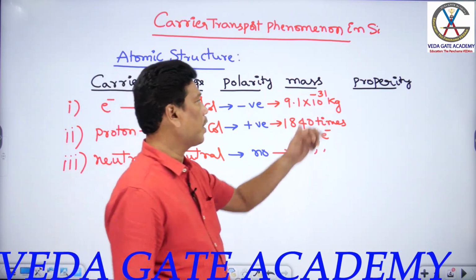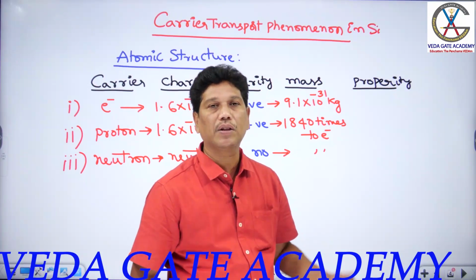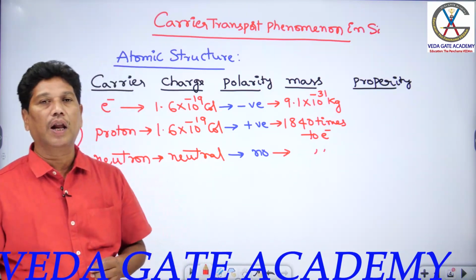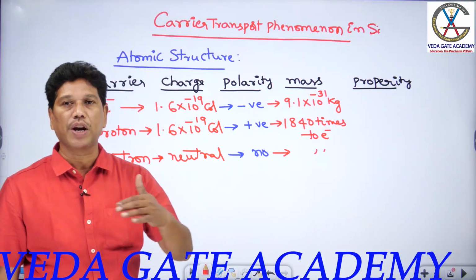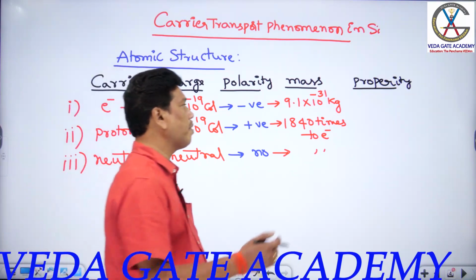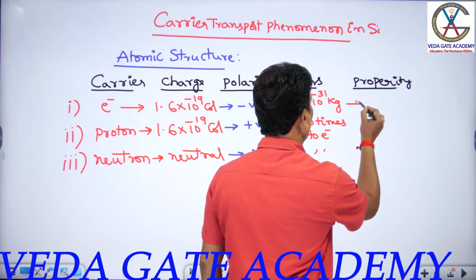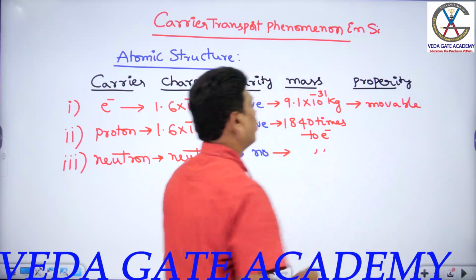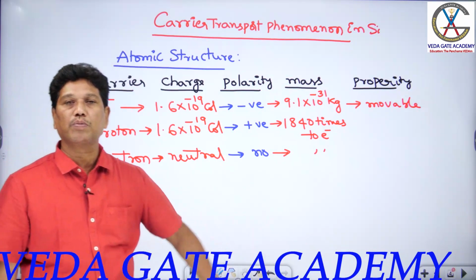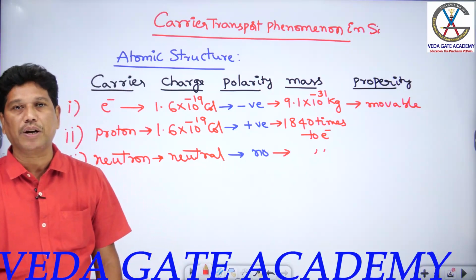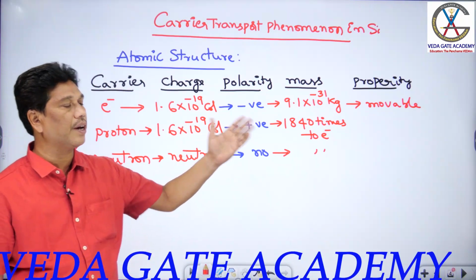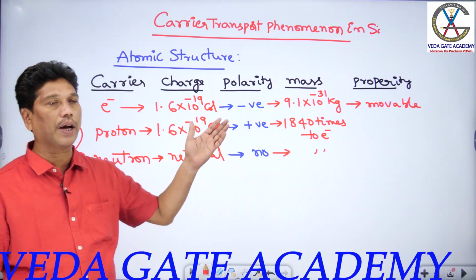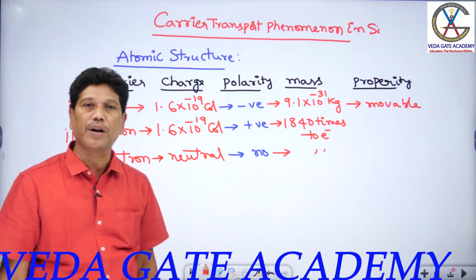Okay, so what is the property indicated? Among these three carriers, who can have mobility? That is only the electron. Electrons have mobility and can move in a given crystal lattice. So electrons are the mobile carriers. Due to this mobility, they can participate in the conductivity. They have the ability to travel in a given crystal lattice, so they can participate in the current conductivity, right?